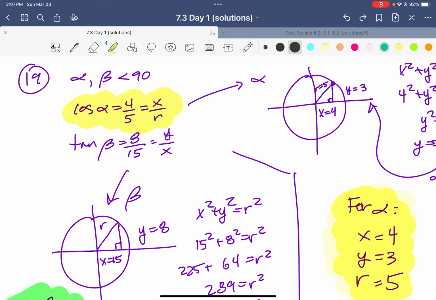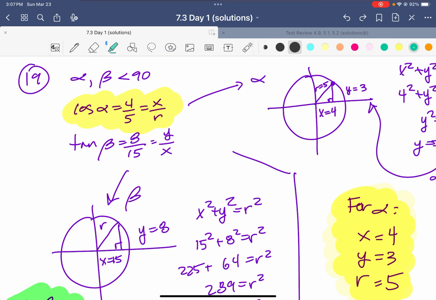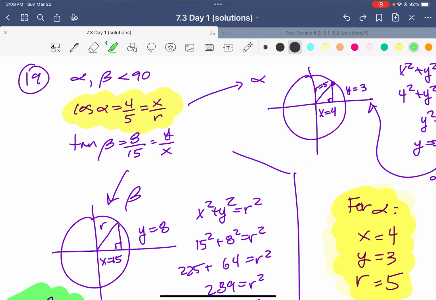Whoop, that is not the same color green. Which is, oop, that's not even the same color green. What color green did I use? Maybe this one? No. Can't tell what color green that is. Is it this one? Yeah, okay.